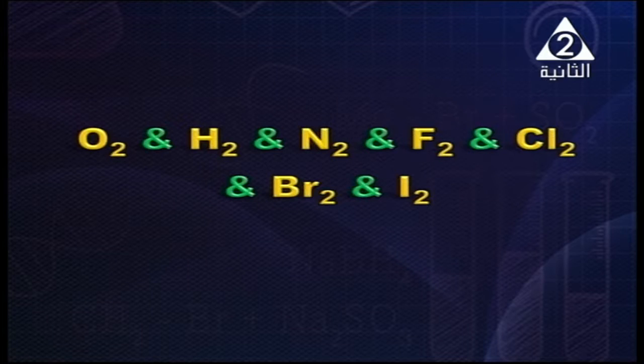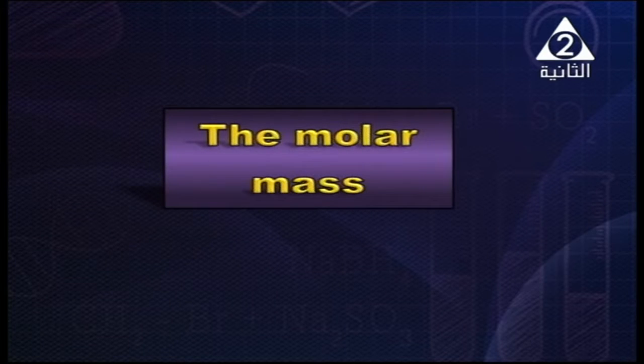O2, H2, N2, F2, Cl2, Br2, I2. Why do I say 2, 2, 2? This 2 means diatomic. It's impossible to write this element as just O, H, or N. No, it's wrong. You must add 2, diatomic. Also, the molar mass.